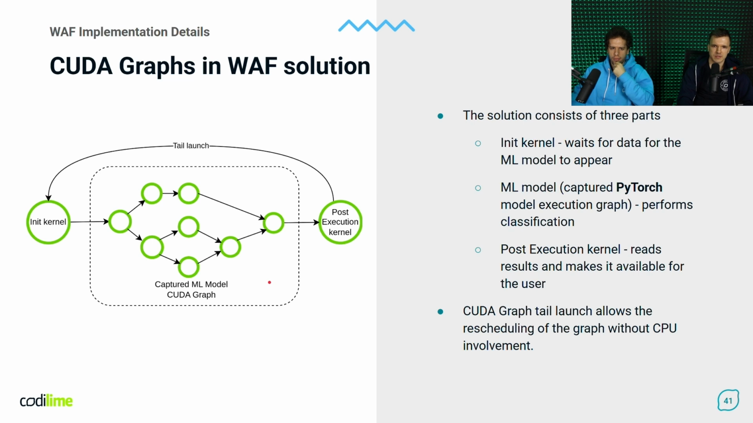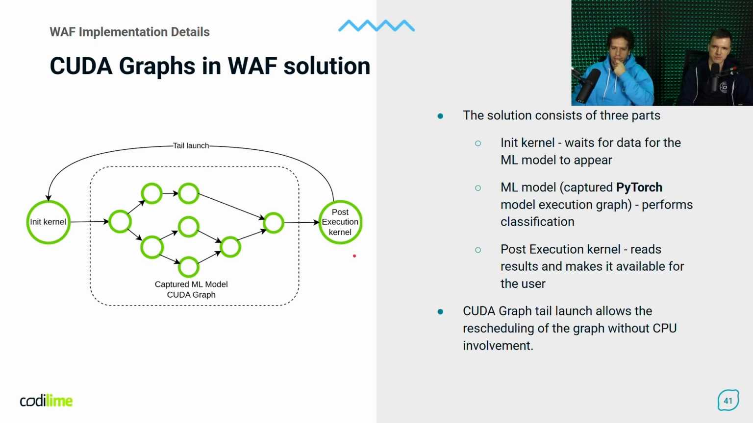The ML model performed the classification, and later we were executing the post-execution kernel, which takes the result from the machine learning model and makes it available to the user, and also signals the DPU via this flag I mentioned earlier that the data is ready to be read.